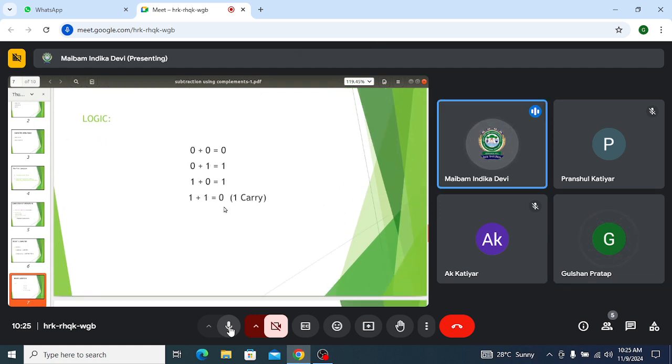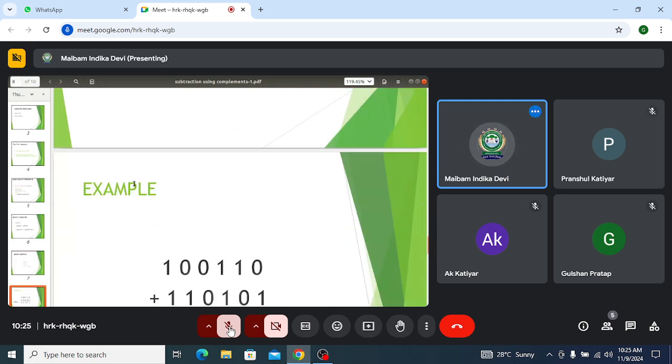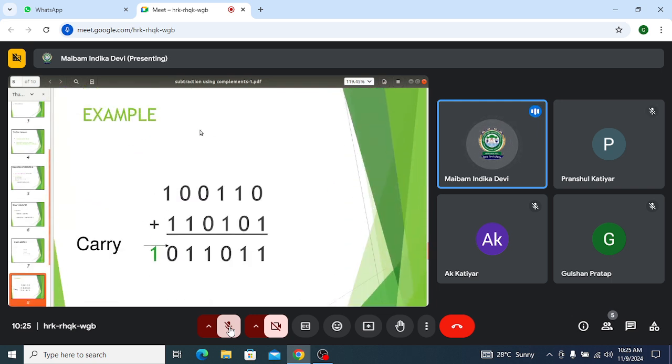Okay, so 1 plus 1 is 0 with a carry of 1. Now this is for binary addition. For example, we have an example out here. If this is one binary number and this is another binary number, if you add these two, 0 plus 1 is 1, 1 plus 0 is 1, 1 plus 1 is 0 with a carry. That carry will be added with the next higher significant bit, that is towards the left hand side.